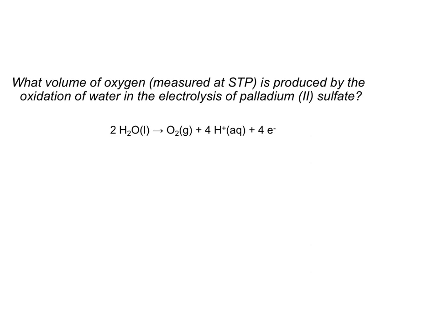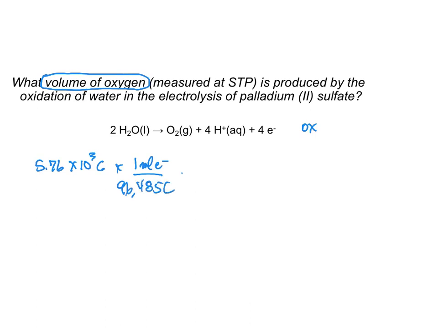If we were doing this in air, we would see oxygen being the oxidation portion of this redox reaction. We might want to know how much volume of oxygen is produced when we're doing that reduction. I'm going to use that same 5.76 times 10 to the third coulombs, and I'm going to say 1 mole of electrons is once again 96,485 coulombs. I will say 1 mole of oxygen requires 4 moles of electrons. There they sit in the equation.